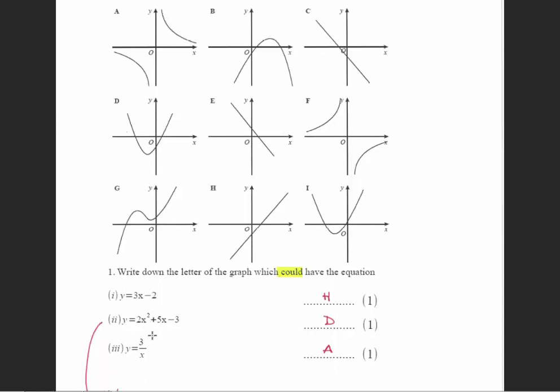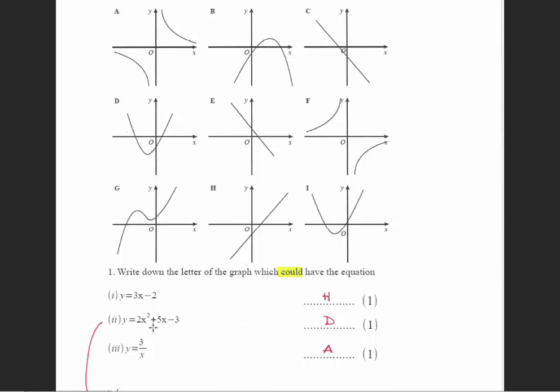Y equals 2x squared plus 5x minus 3. Now that's going to give me that kind of bowl shape, that U-shaped graph that we saw a minute ago when we were doing the graph plotting. So my candidates are going to be D or I. Both of them are curved. Okay, which one will it be?